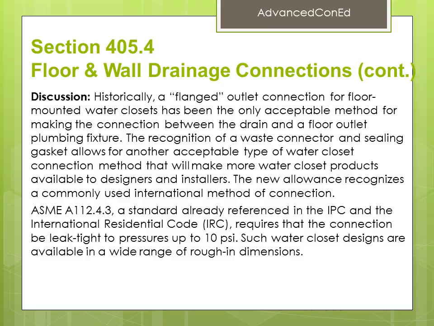Section 405.4 Floor and Wall Drainage Connections Continued. Discussion. Historically, a flanged outlet connection for floor-mounted water closets has been the only acceptable method for making the connection between the drain and a floor outlet plumbing fixture. The recognition of a waste connector and sealing gasket allows for another acceptable type of water closet connection method that will make more water closet products available to designers and installers. The new allowance recognizes a commonly used international method of connection.